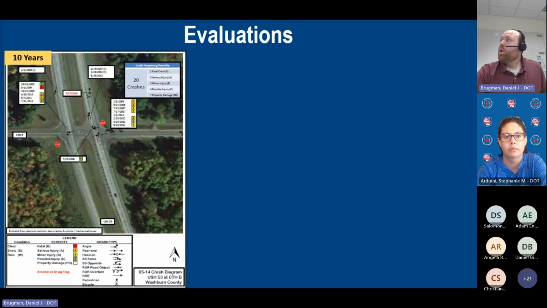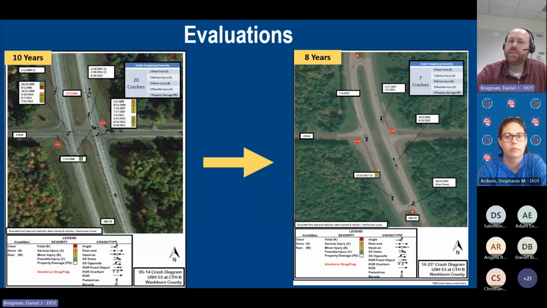Another example is up in Washburn County in the northwest region on Highway 53. In 10 years of before data, we had 20 crashes, with 15 of them being angle crashes, with almost all of those angle crashes leading to injuries. An RCUT was built in 2015, and after 8 years, we've cut that total in half, and we've had 1 injury since.